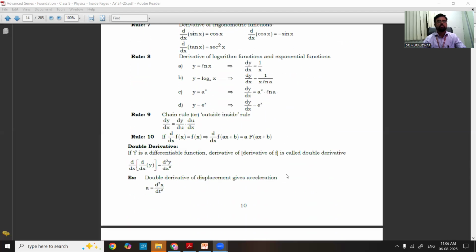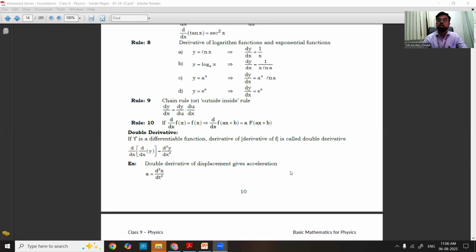When you come to the 8th one, derivatives of logarithm functions. You might have learned logarithms in maybe 8th or 9th class. So these are the formulas for the derivatives of logarithm functions. There are so many given, A, B, C, D, logarithms in various forms. So if y is equal to ln x, dy by dx is equal to 1 by x.